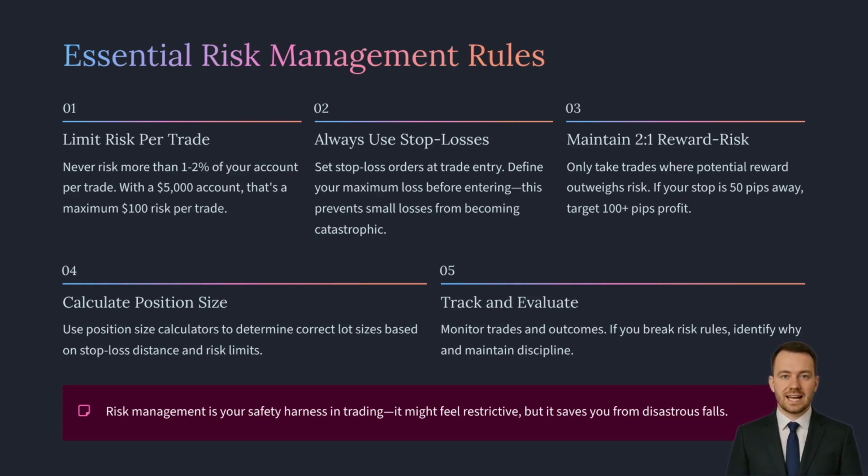Keep records and evaluate. Track your trades and their outcomes relative to the risk taken. If you find yourself breaking your risk rules, figure out why. Sometimes emotions tempt us to risk more, especially after a big win or loss. Recognize those moments and stick to your plan. Discipline is what separates successful traders from the rest.